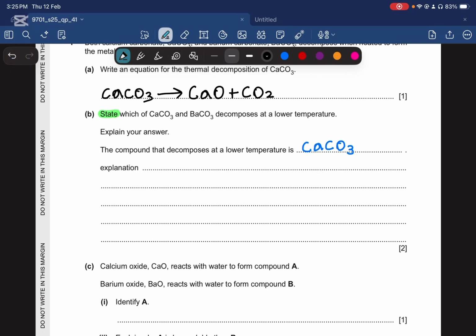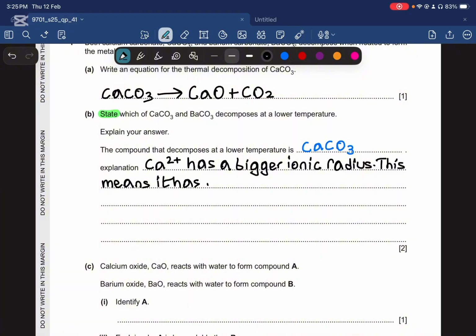So calcium carbonate, and why is that? Because the Ca2+ ion has a bigger ionic radius, which is what we talked about. It has a bigger size. Now, if it has a bigger ionic radius, what effect does that make? This means it has a greater polarizing power.